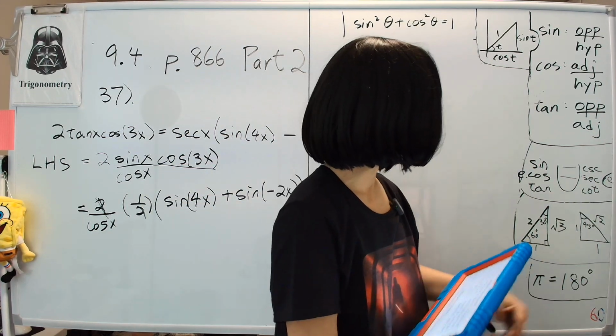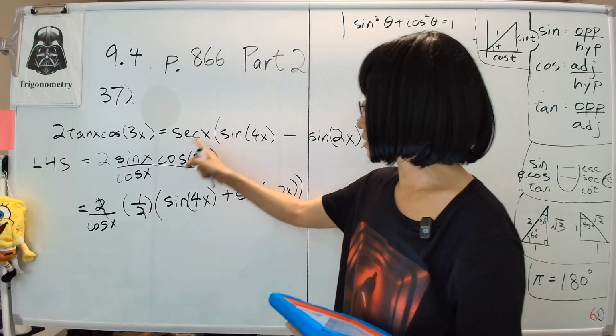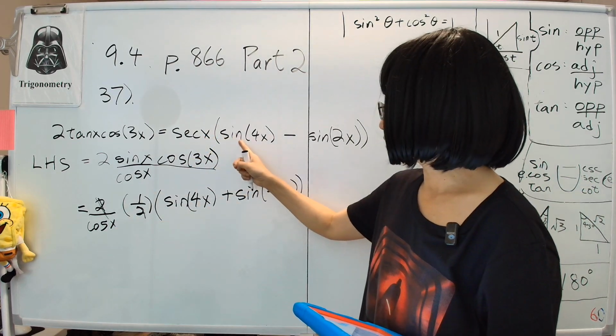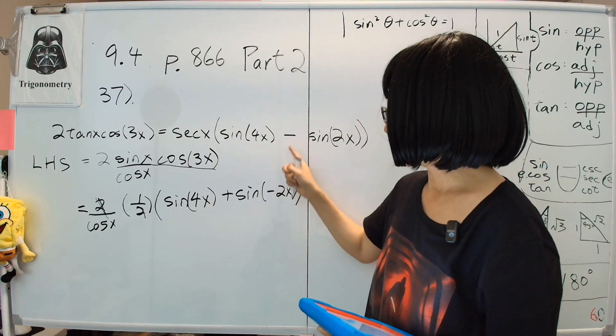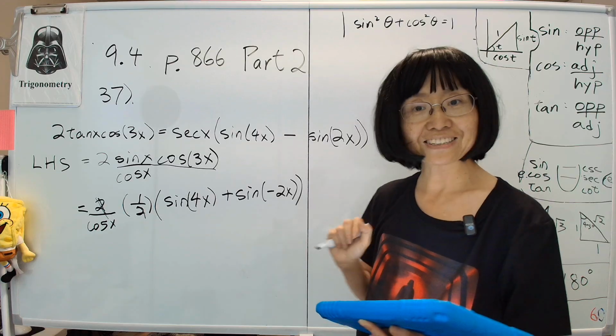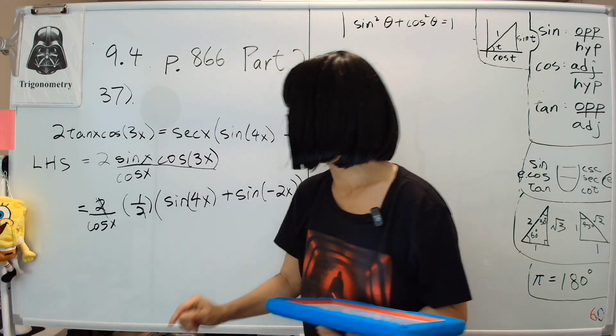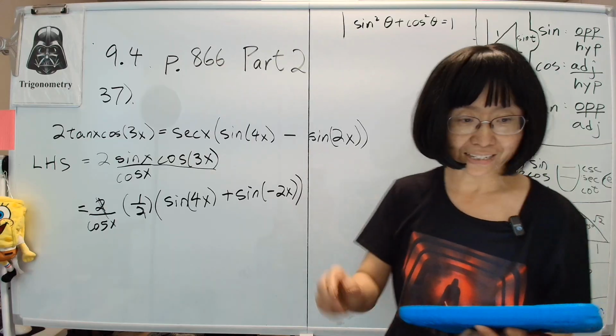Remember this thing right here? The secant is 1 over cosine. So 1 over cosine is secant. And then here's sine 4x. And then this minus sign comes out, so it's right here, and sine 2x. So that is done proving. And we are done with problem 37. See, this is exactly that.